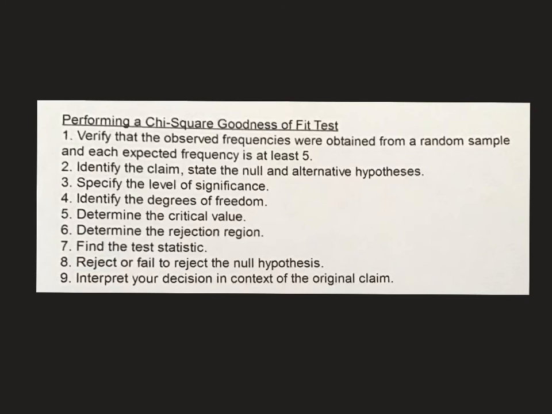When we perform a chi-square goodness of fit test, we're going to verify that the observed frequencies are from a random sample and every expected frequency is at least 5. We're going to identify the claim, state our hypotheses, make sure we know our level of significance and our degrees of freedom, find our critical value and rejection region, find the test statistic, reject or fail to reject, and interpret. Literally nothing has changed in the process since chapters 7 and 8. Everything we're doing in the process is the same. The difference comes in when we actually find our test statistic.